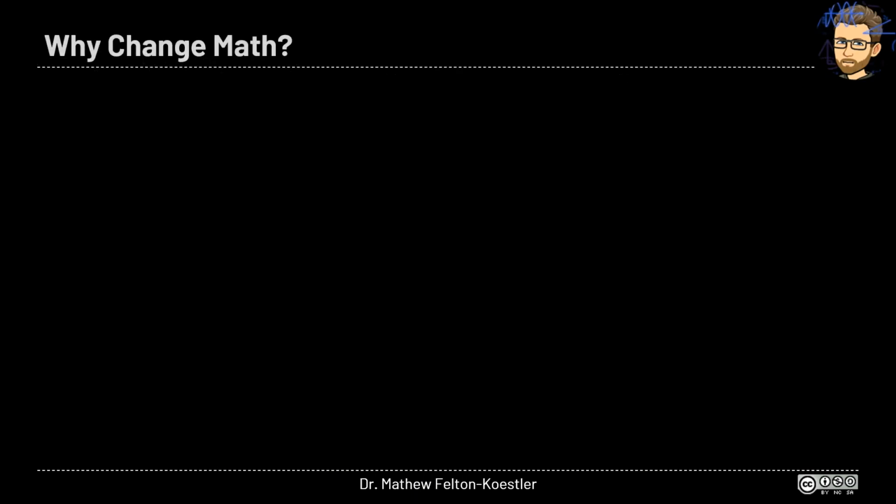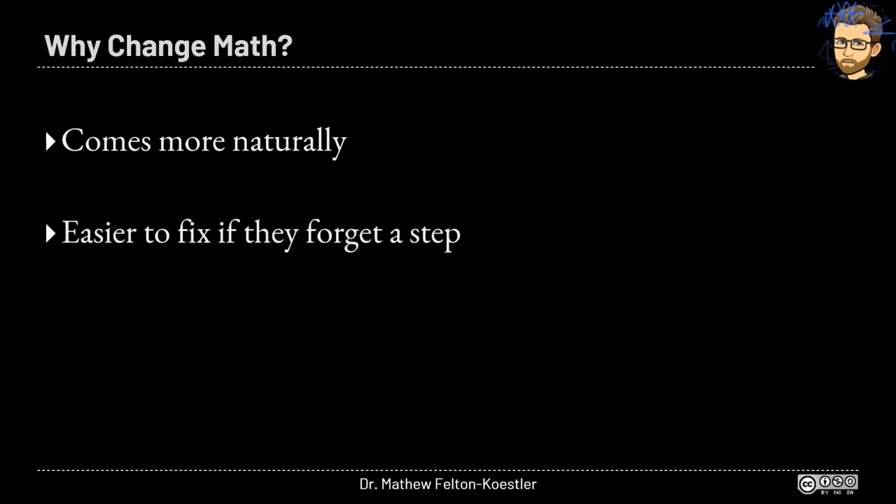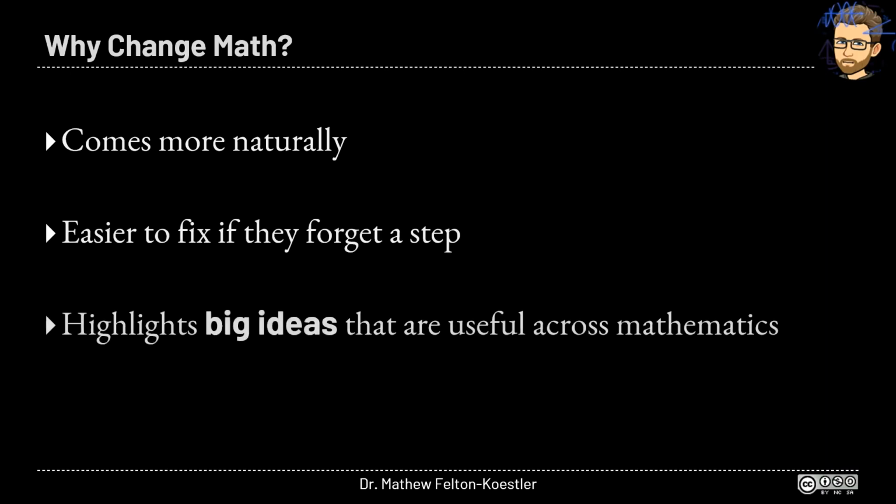Reasoning and understanding are what make humans great thinkers. We should build on this and strengthen it in the classroom because it comes more naturally to children. It's easier to fix if they forget a step in the process or don't memorize the rule completely. And it highlights big ideas that are useful across mathematics. We need citizens who can multiply, but who can also reason, adapt, and talk about their thinking. That's my overview for why multiplication looks different today.